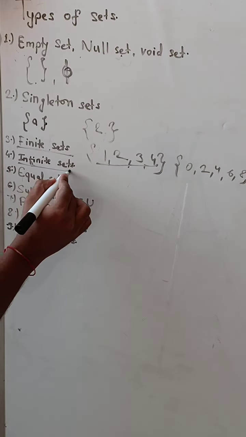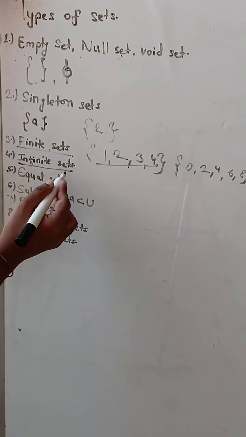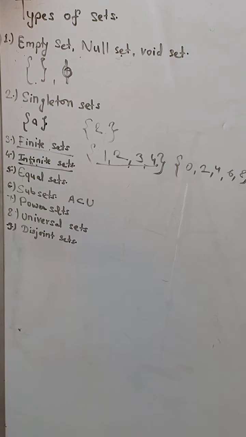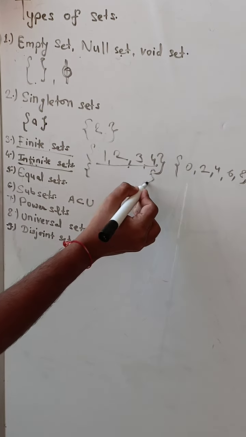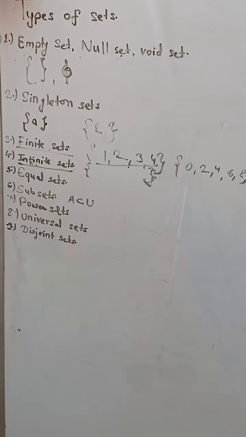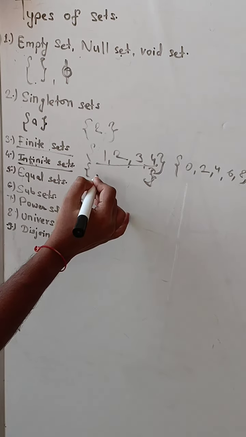What are infinite sets? The number of elements of infinite sets is infinite. We cannot totally count them. We cannot say how many elements there are in this set. For example, the number of stars in the universe. How many stars are there in the universe? There are billions of stars, right? We cannot exactly count them. We cannot say exactly what number that is. So that is called an infinite set.